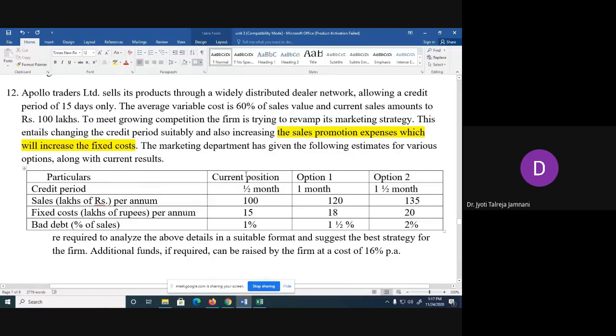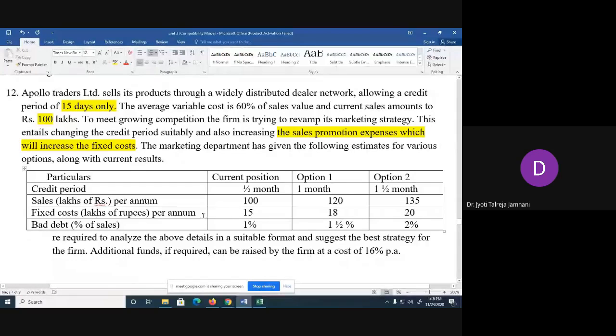So credit period, as you saw here, it was 15 days for current position. 15 days means half month. Then for option 1, they want to make it 1 month, and for option 2, they want to make it 1.5 month. Sales for current position is 100 lakhs, which is given here. And for the upcoming, it will be 120 lakh and 135 lakh.